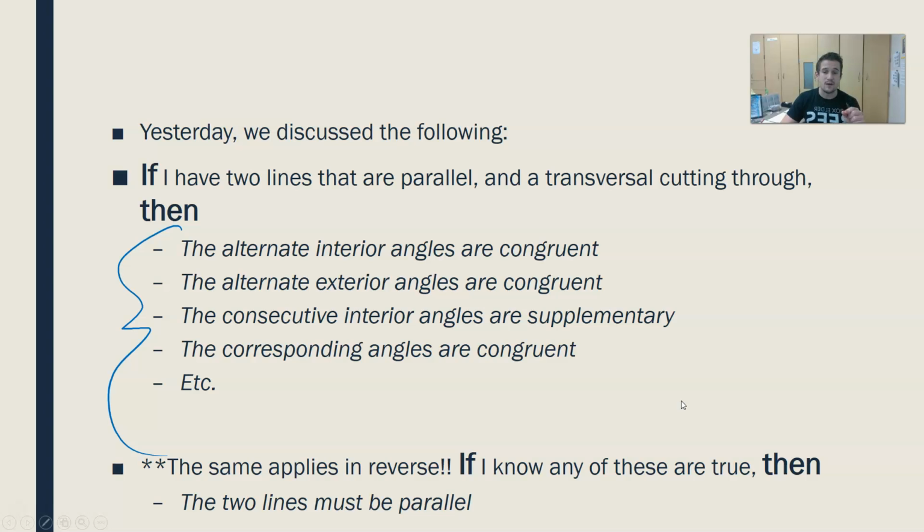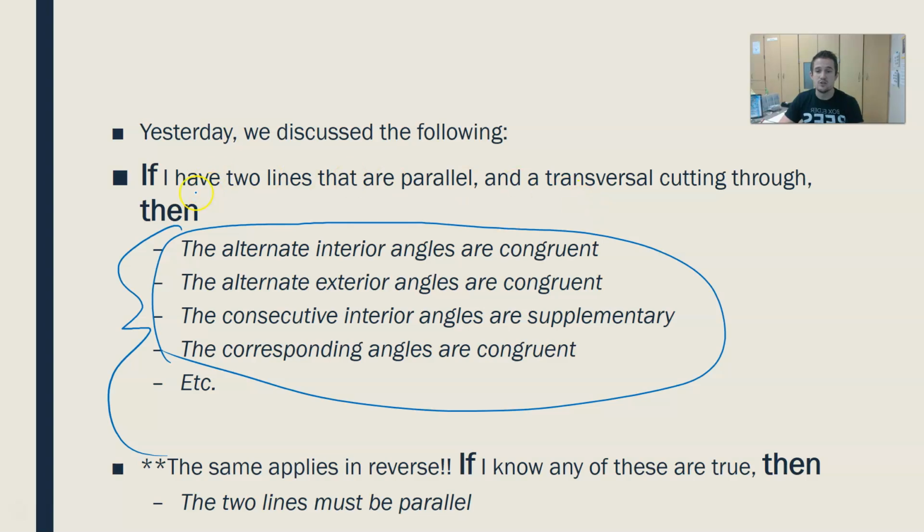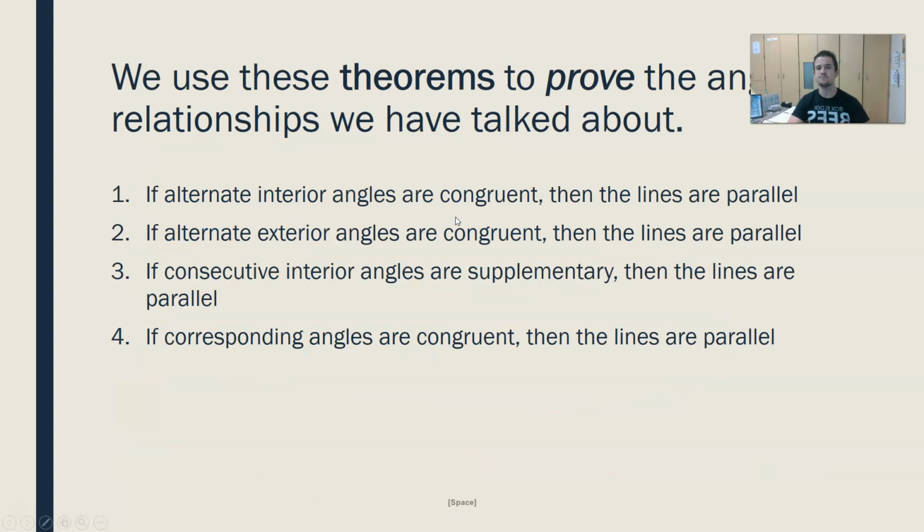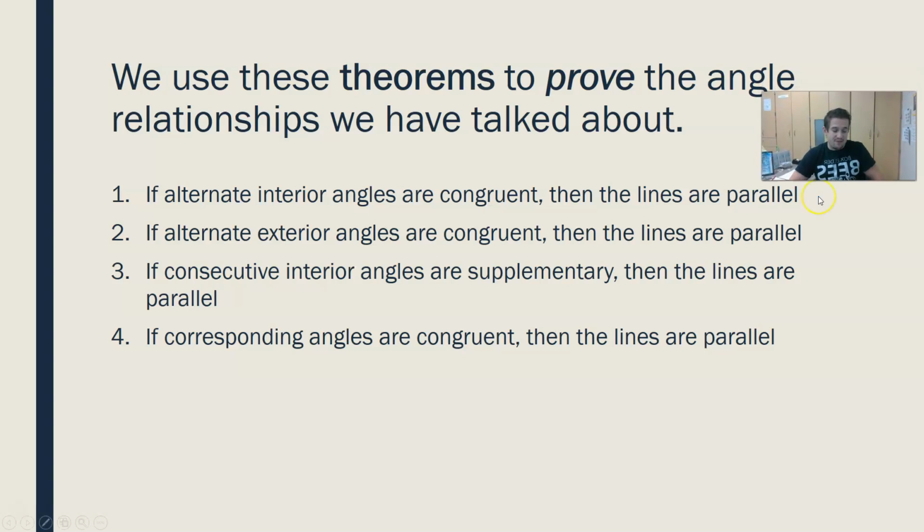If I know those angle measurements, so if I know any of these, then the two lines where those relationships exist are parallel. Maybe that goes without saying, but they go back and forth. If I have two parallel lines, I know that those angle relationships exist. If I know those angle relationships exist, then the two lines are parallel. So those are the theorems, those are the tools that we have in our math tool belt to prove that two lines are parallel. If any of those angle relationships are true, then the two lines in question are parallel.